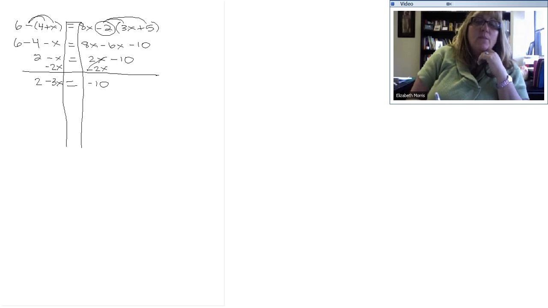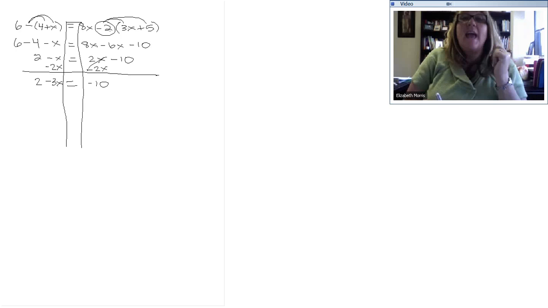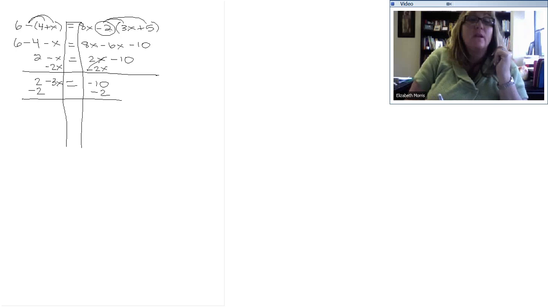Now the number needs to go over here. So it's a positive 2. It's being added. So I subtract it. And whatever I do to one side, I do to the other. That's gone. I'm left with negative 3x. And on this side, I get negative 12. Negative 10 and negative 2 are negative 12.